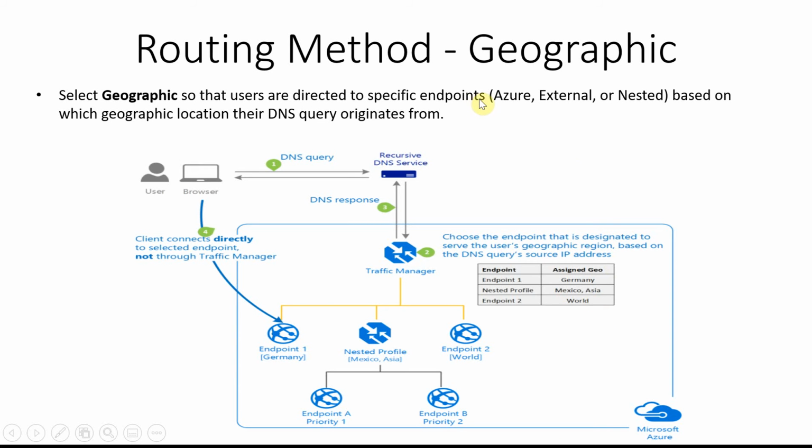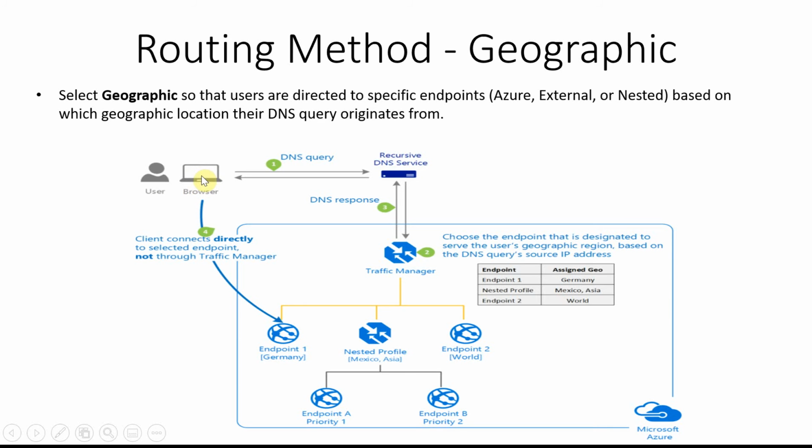And the next one is geography. With the geography aspect, it will look at the geography from where this user's traffic is coming from. It will get that information from the DNS, basically from the browser, and it will apply the geography rule in this process. Let's say the traffic is coming from France, Paris, or anywhere in Europe.